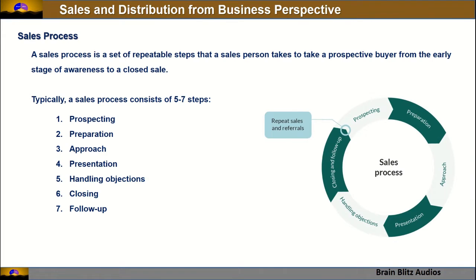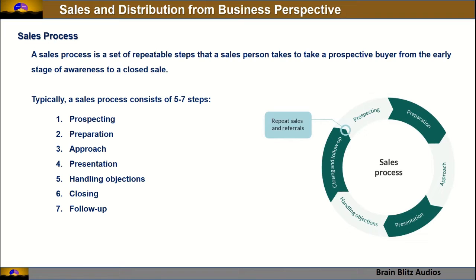Then what are the things available in a sales process? We need to see, because it's a cycle, right? A sales process is a set of repeatable steps. It means it's a cycle that a salesperson takes to take a prospective buyer from the early stage of awareness to a closed sale. So sales is a cycle. Typically a sales process consists of 5 to 7 steps.